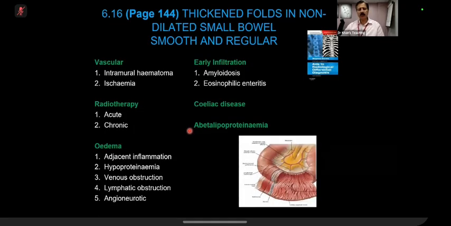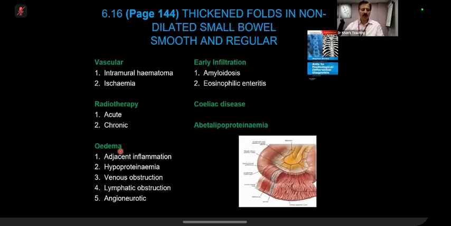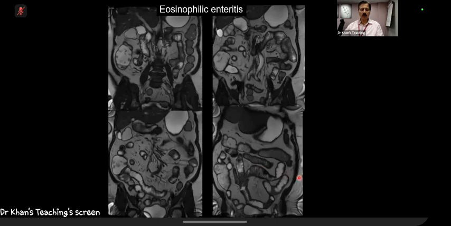In your previous chapter, there was a differential diagnosis, rather two differential diagnoses, of thickened folds in non-dilated small bowel. And we are in that territory. It's quite a non-specific finding, but you have to sort of develop your eyes. This is a case of hypoalbuminemia of any cause. If you go here, you see this edema, hypoproteinemia. So hypoproteinemia is the most common cause where you will see these thickened folds. So this was just to develop your eyes.